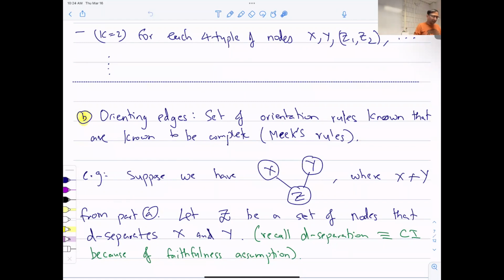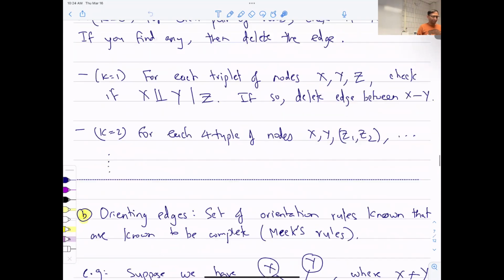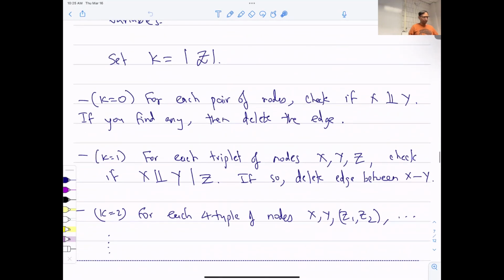I have a question regarding the algorithm. For different chosen sizes of set Z, it may happen that for some chosen size X and Y can be not independent, but for others they can. That's why this structure: I delete edges, and I'll never put edges back.